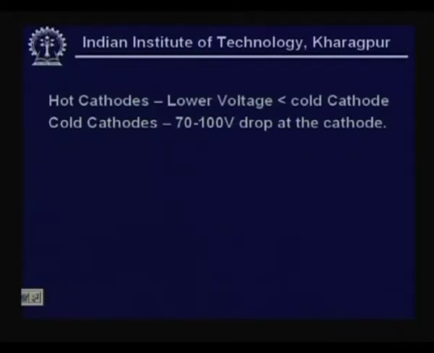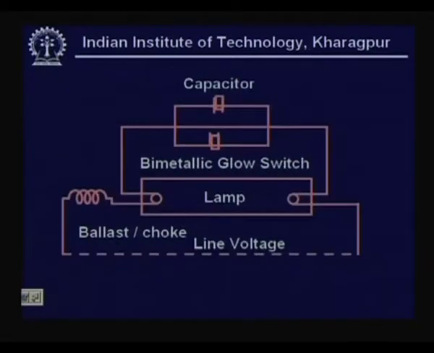The hot cathode obviously can operate at lower voltages than the cold cathode. Cold cathodes, the basic disadvantage, we did mention this: cold cathode would mean the emission is essentially through electron emission and can have drops of the order of 70 to 100 volts at the cathode itself.